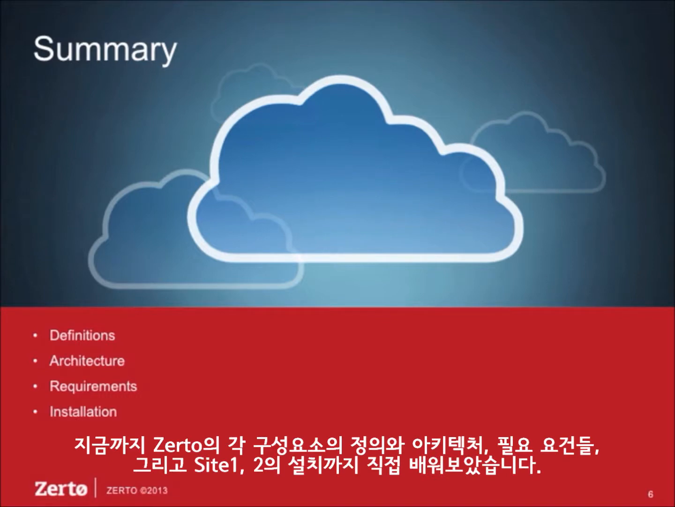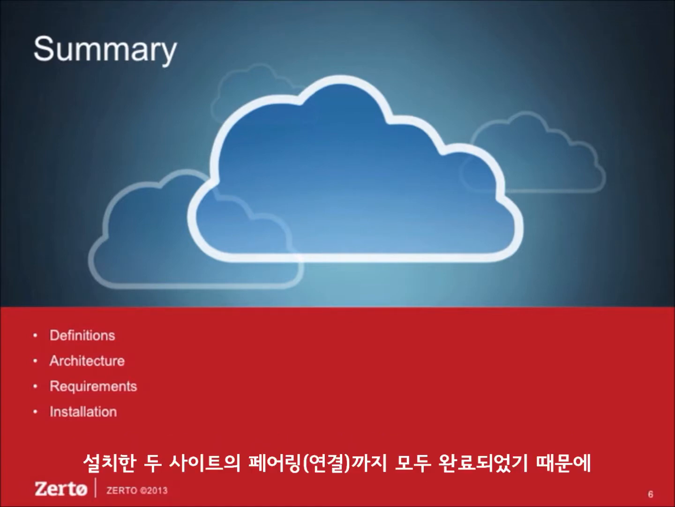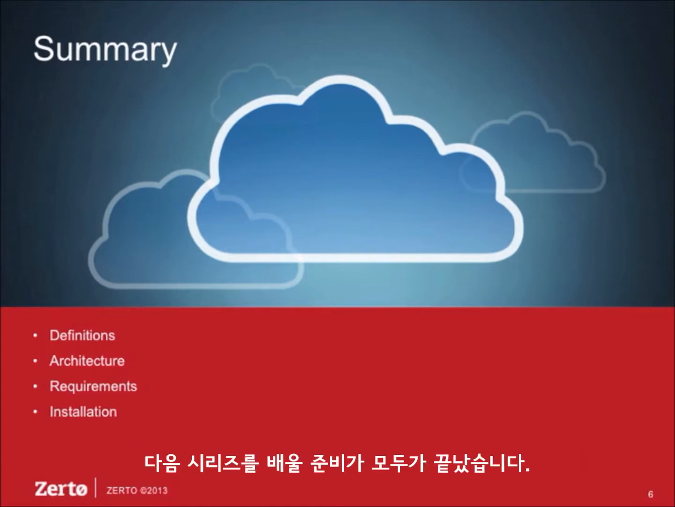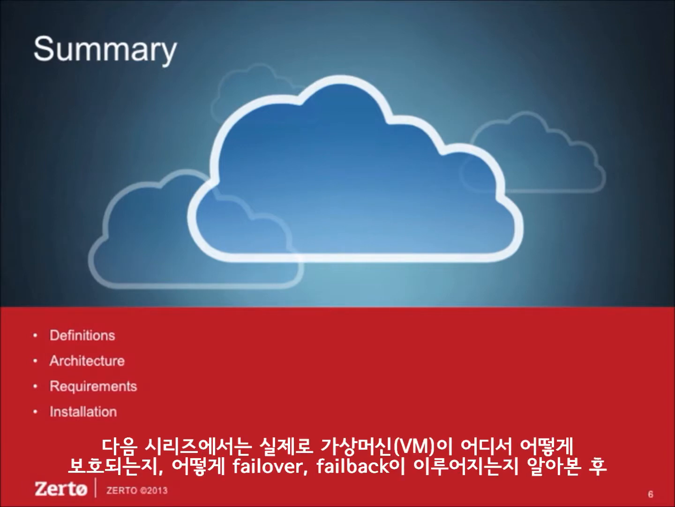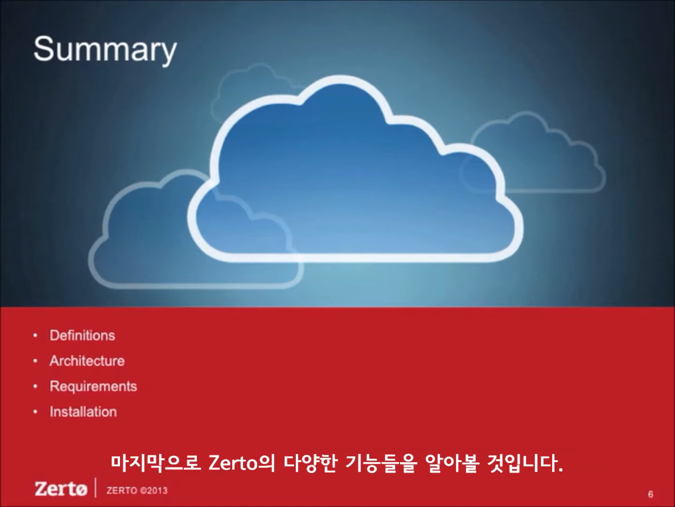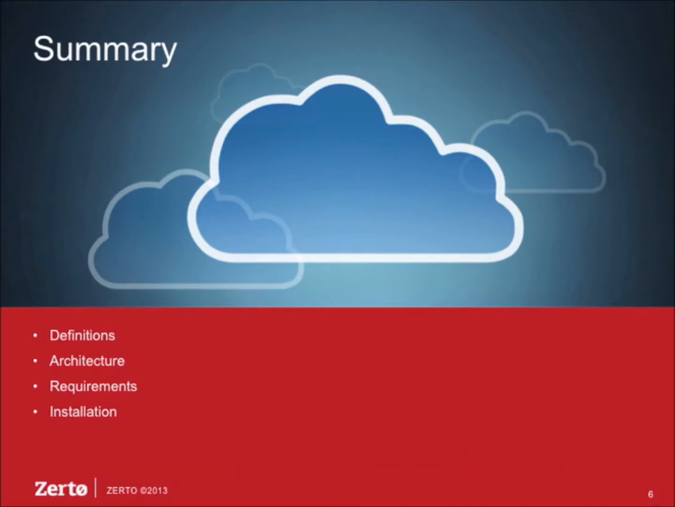So to summarize, we looked at the different definitions of the components necessary for a Zerto installation. We looked at the architecture, the requirements, and we actually did the installation of Site 1 and Site 2. We have the sites connected and paired, and we're ready to move on to further podcasts in the Master of Disaster series, where we actually protect VMs, we do failovers and failbacks, and we look at advanced functionality of Zerto.